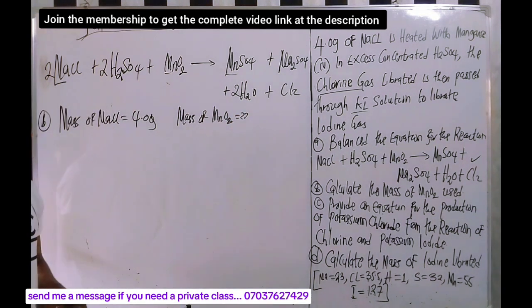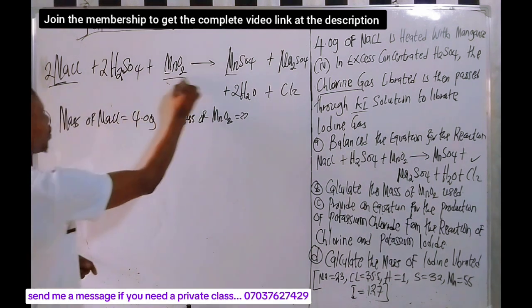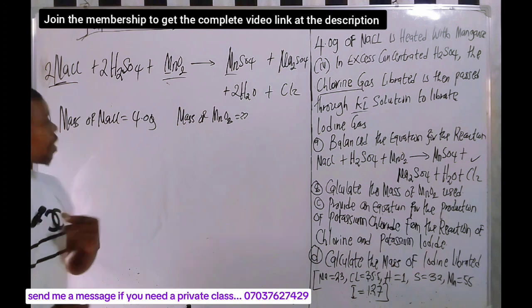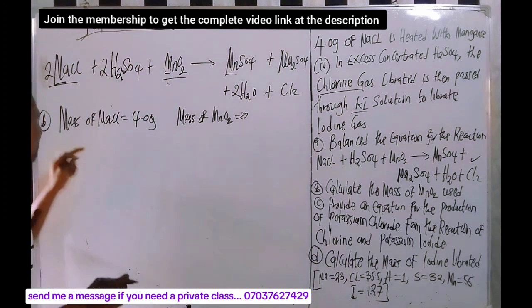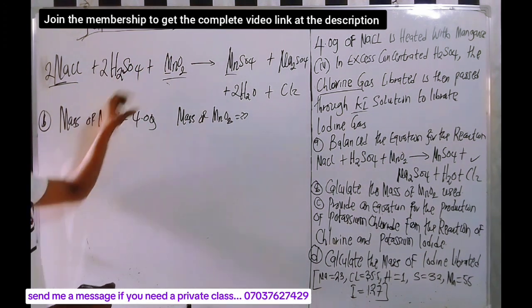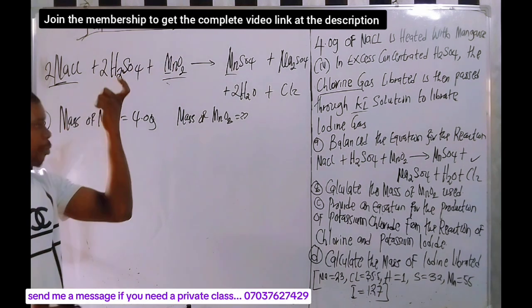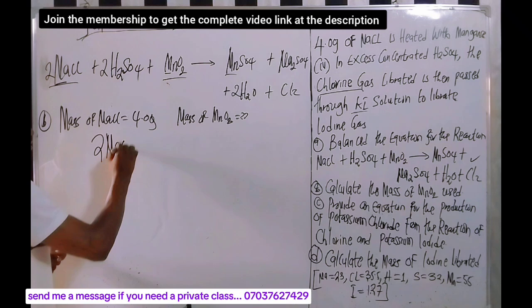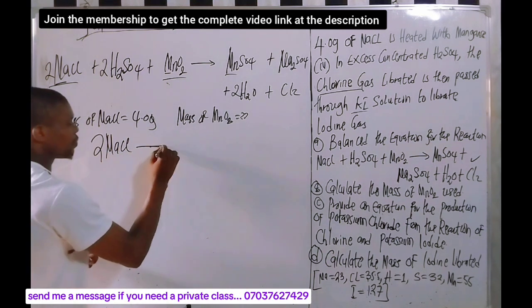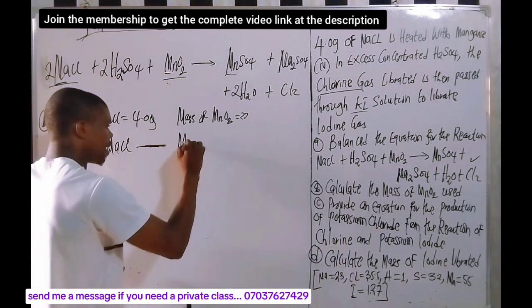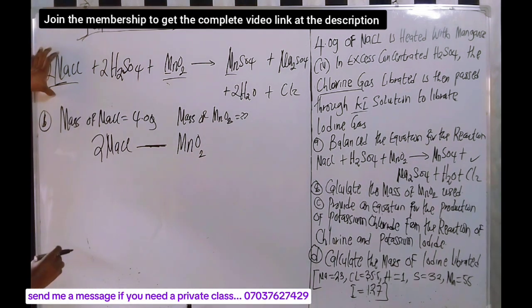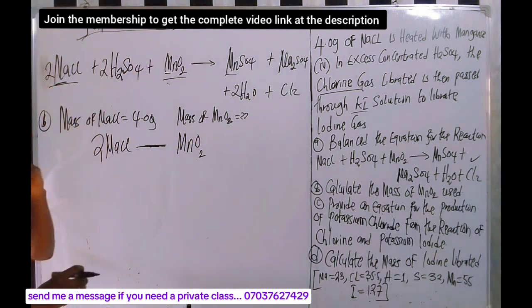Do you understand? Since they gave me the mass of this one and ask me to calculate this one, I'm going to bring these two out. So it's going to be 2 NaCl, then you have MnO2. Can you see that? So 2 moles of this equals 1 mole of this.